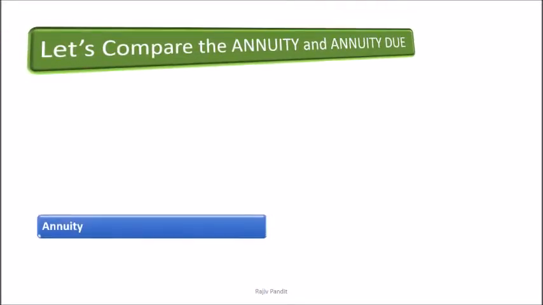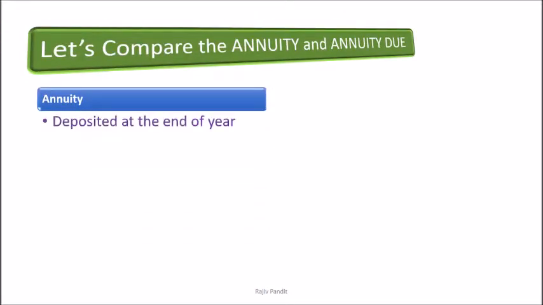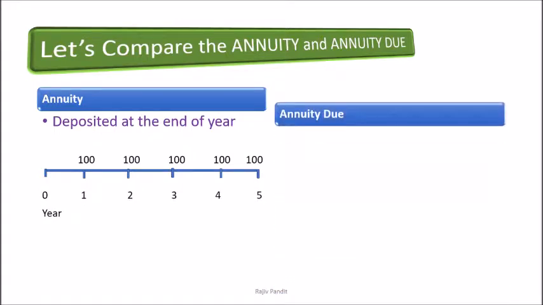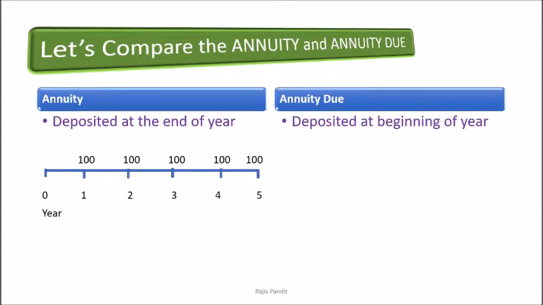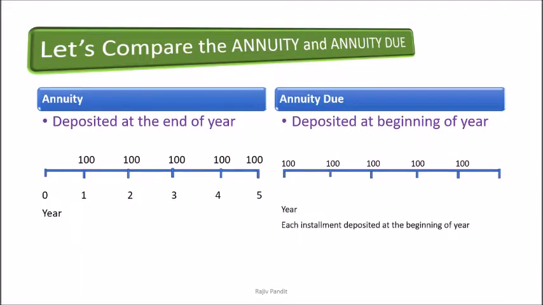Let's compare the annuity and annuity due. Here the annuity is deposited at the end of the year, and all the amounts are deposited at the end of the year. Here the annuity due is deposited at the beginning of the year. All the amounts are deposited at the beginning of the year. Each installment is deposited at the beginning of the year.